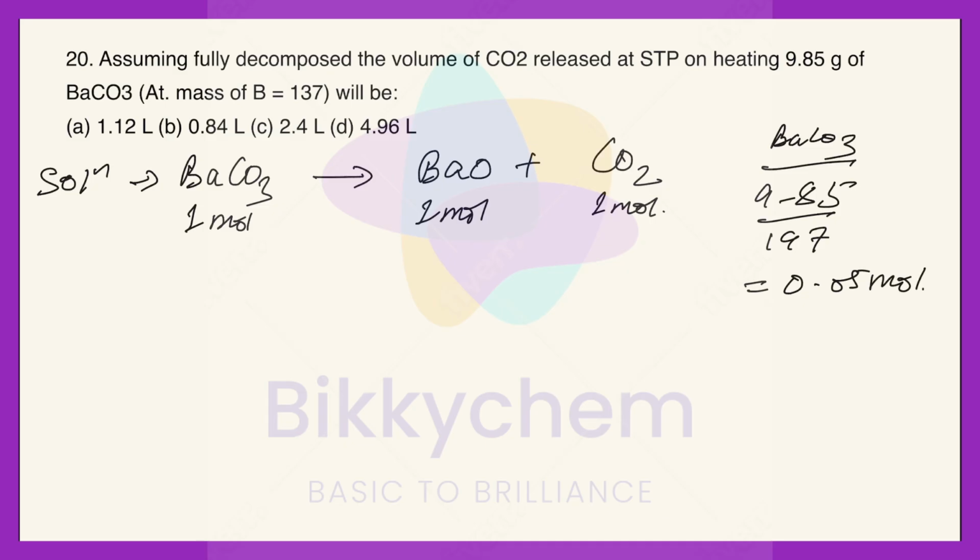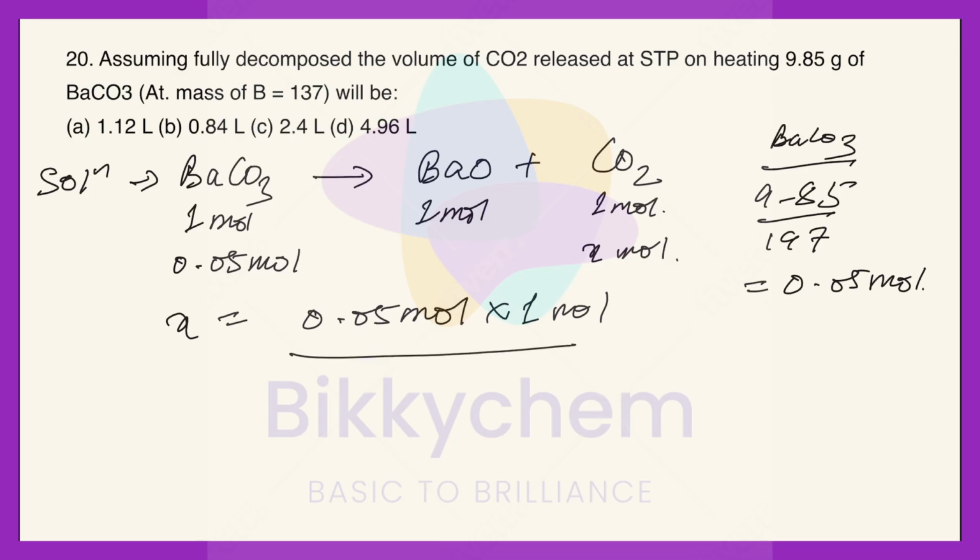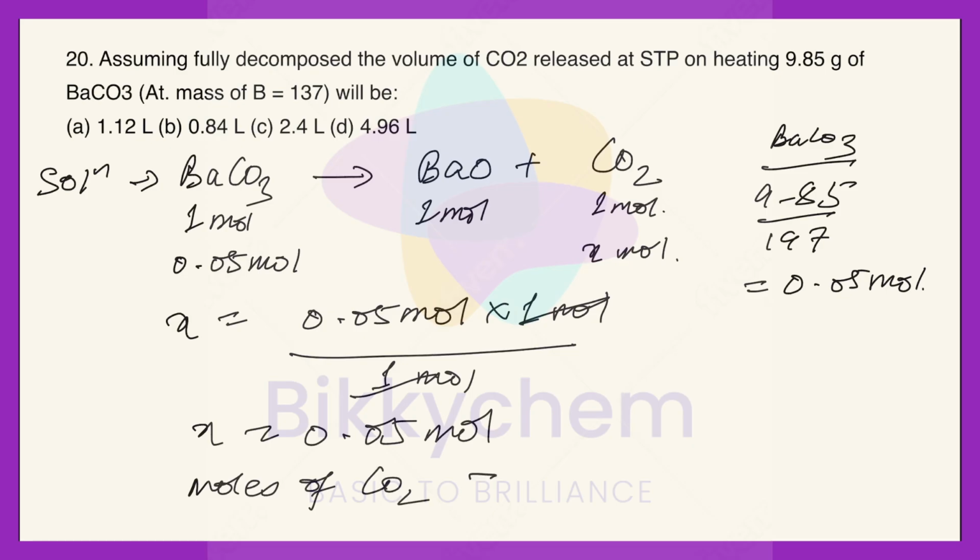Okay, so 0.05 mole is giving X mole. So X is equal to 0.05 mole into 1 mole divided by 1 mole. Cancel, X will be 0.05 mole. So moles of carbon dioxide is also equal to 0.05 mole.